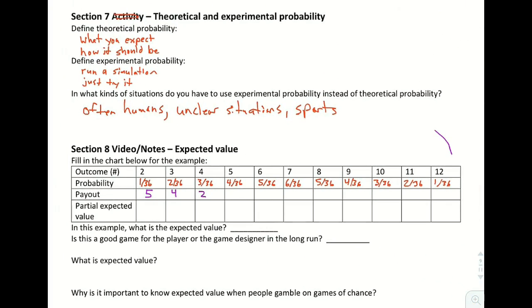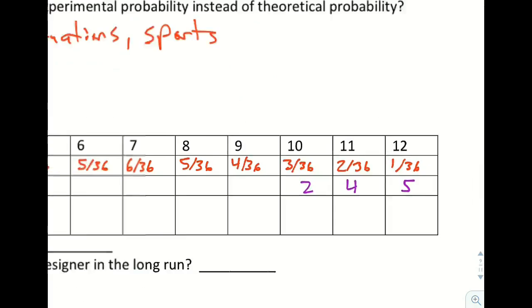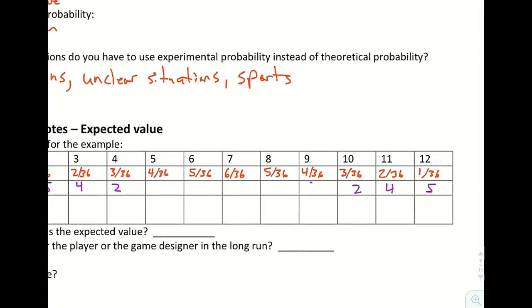I'm going to do the same thing on the other end. I'm just going to choose, because my game says roll an extreme number, 5, 4, and 2. And then we put in zeros for the ones that we aren't going to use.